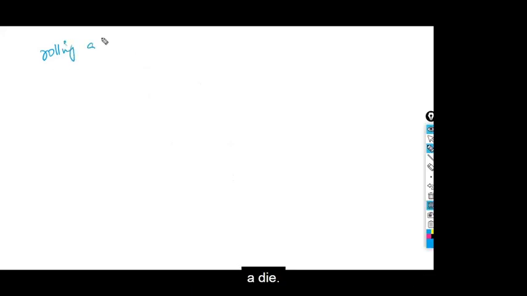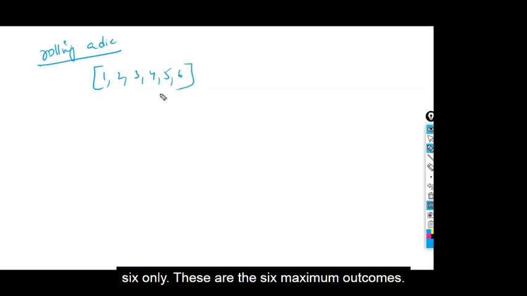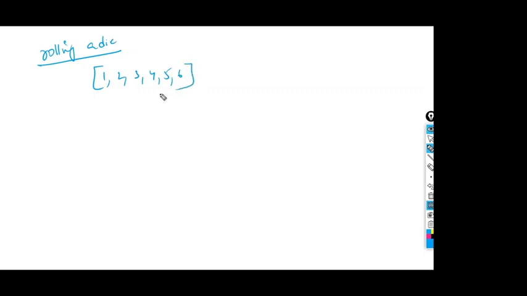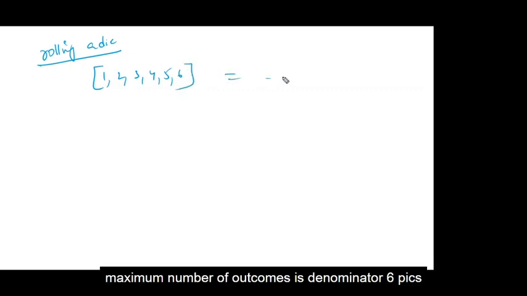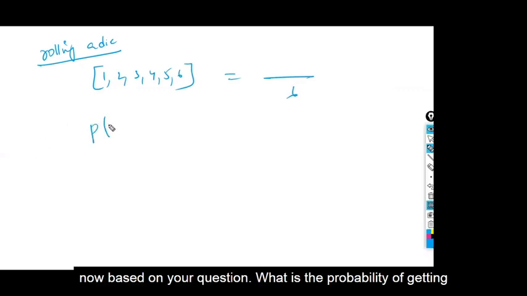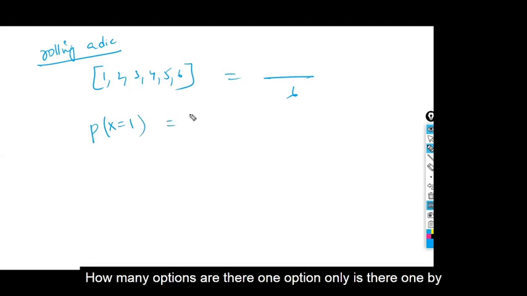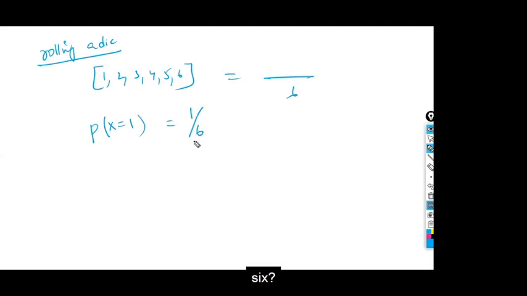Now, the second example: rolling a die. What are the possible outcomes? Either you will get 1, 2, 3, 4, 5, 6. Only these are the 6 maximum outcomes. The maximum number of outcomes is the denominator, 6. Fixed. Now, based on your question, what is the probability of getting 1? How many options are there? Only one option, so 1 by 6.